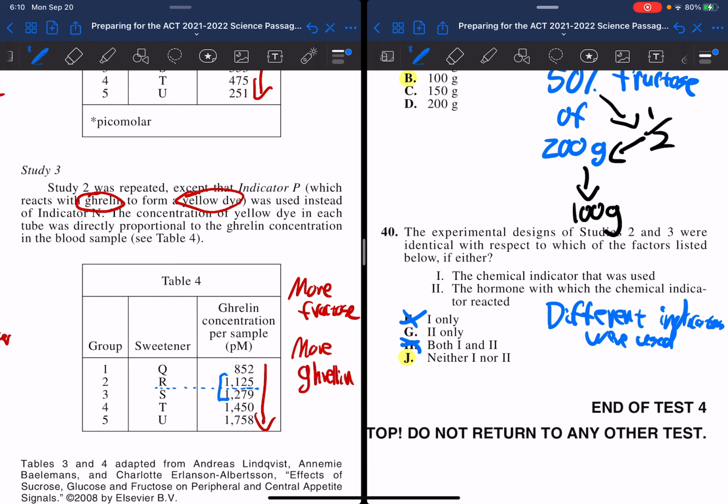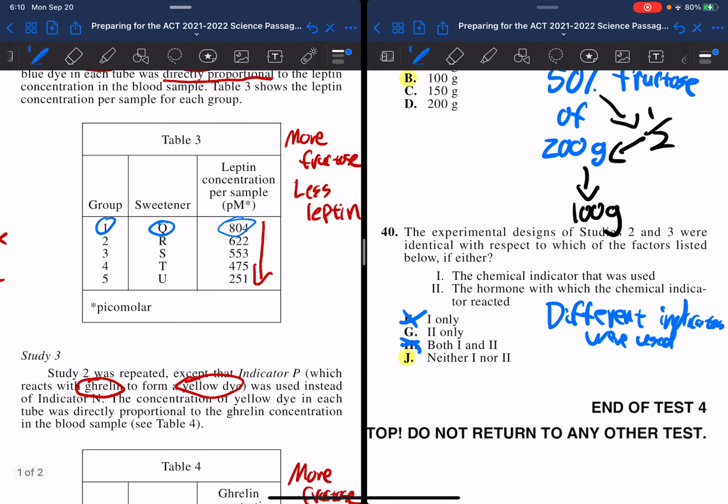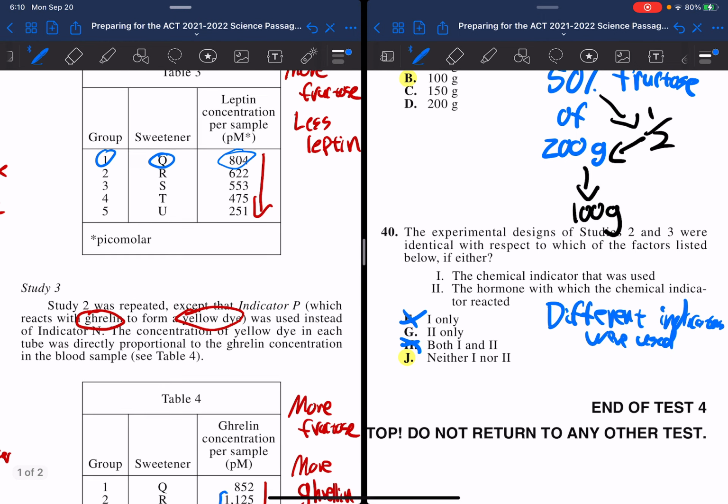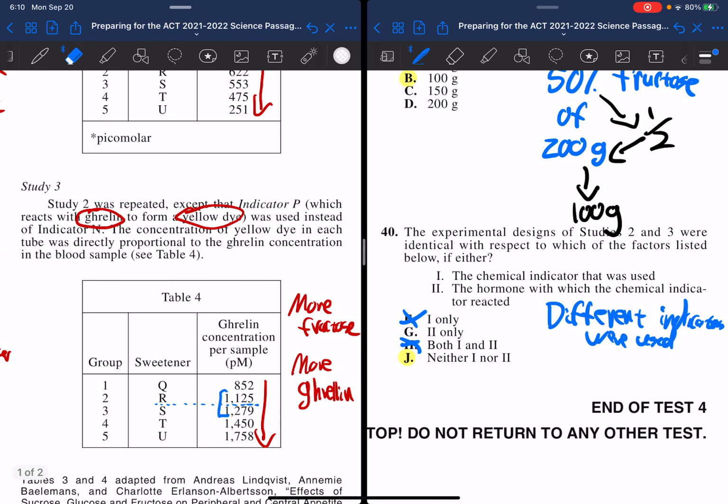So what about number 2? Were they identical when it came to number 2? The hormone, which chemical indicators reacted with? Well, no. Study number 2 reacted with leptin. Study number 3 reacted with ghrelin. So they are not identical with that one either. Different indicators, different hormones tested.